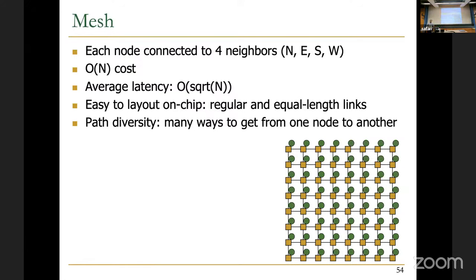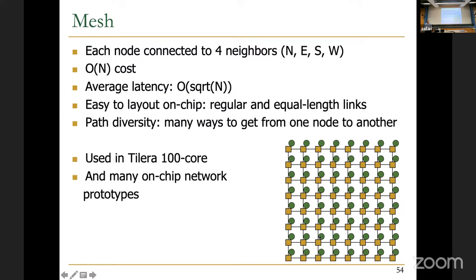Average latency is on the order of square root of N, it is easy to lay out on chip, with regular and equal links. It also has good path diversity. So there are many ways to get from one node to another node. Imagine that you want to go from this node to, let's say, this node. One path could be this, for example. The other one could be this one. The other path could be like this, or many, many other paths. So there are many different paths that you can take, and that basically provides better path diversity, which means you probably have better fault tolerance in your topology.